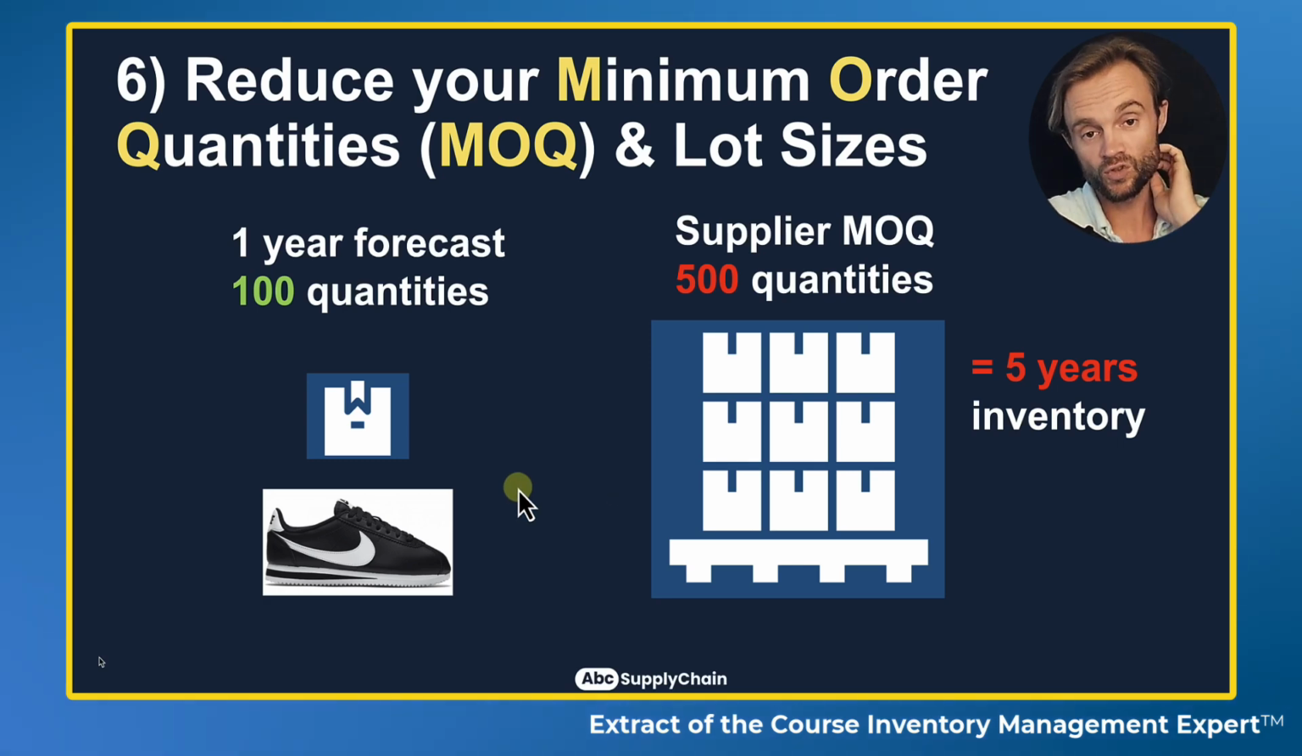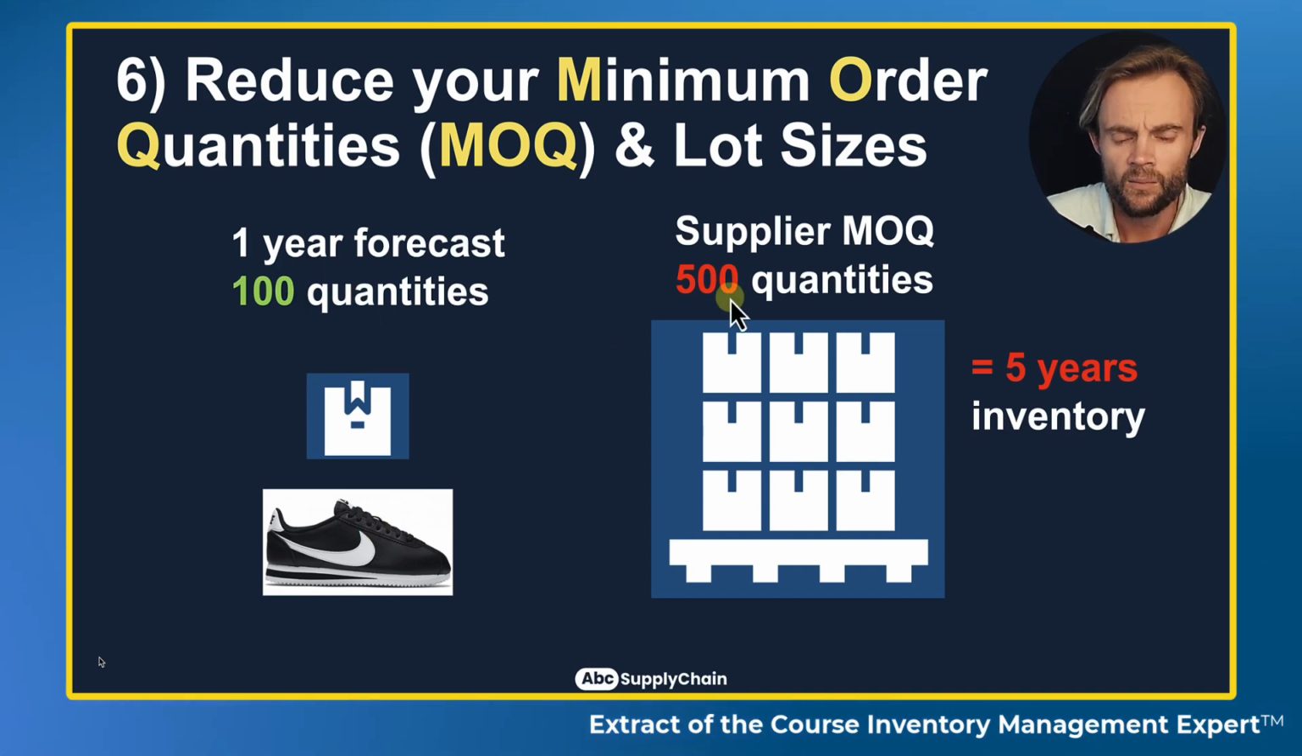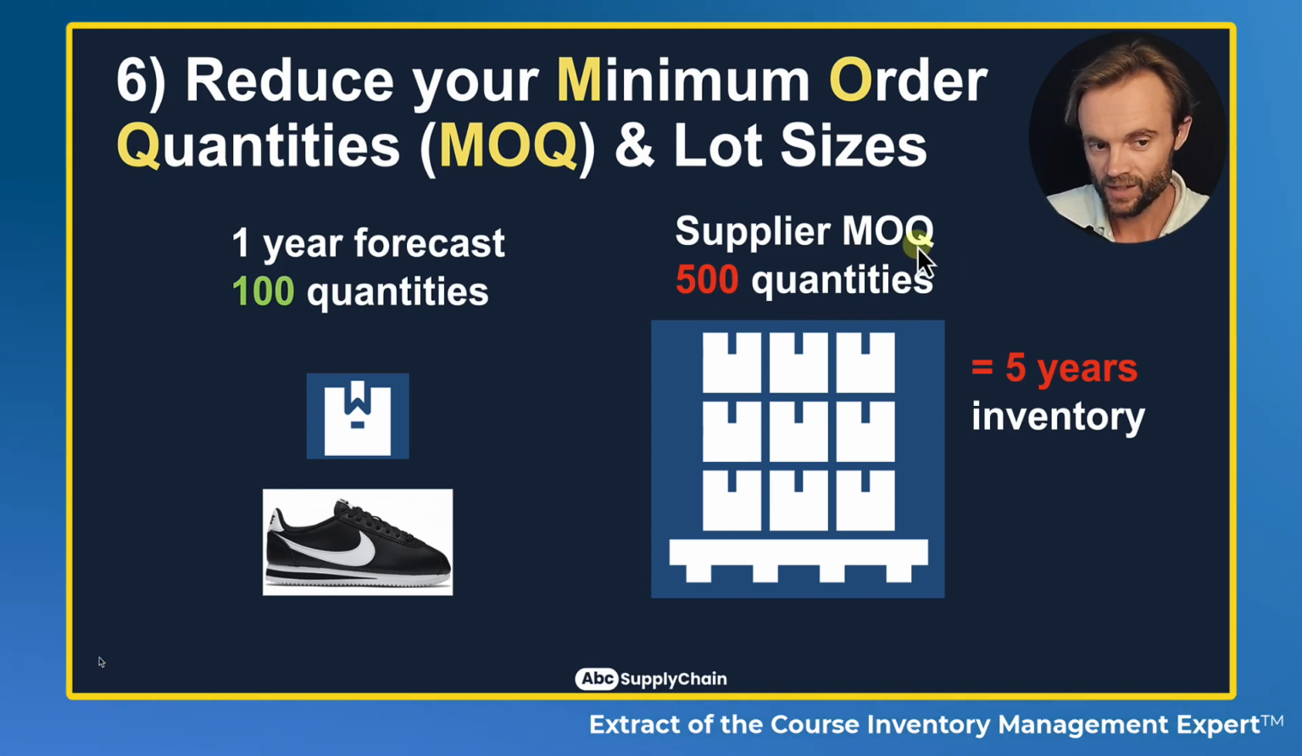Number 6, reduce your minimum order quantities, what we call MOQ, and lot size as well. The example is, say you have a 1 year forecast. For example, you're going to sell these shoes over 1 year. The one year forecast is 100 units. But your supplier says, no, you need to order a minimum of 500 units, the minimum order quantity. Then if you want 100 but you're going to receive 500, you will have 5 years of inventory. 5 years. You don't want 5 years.